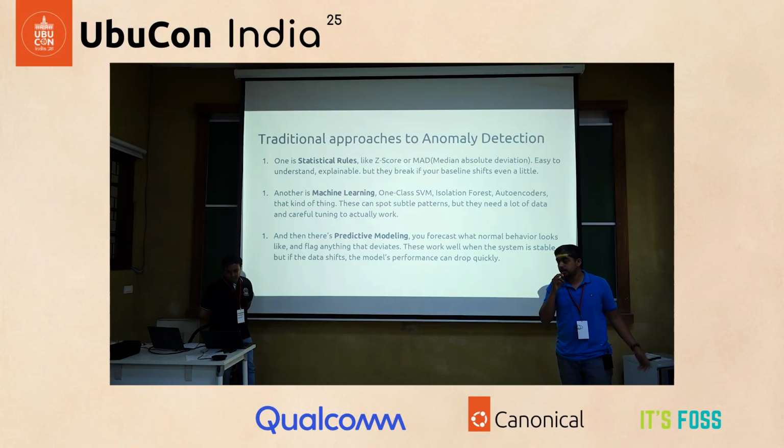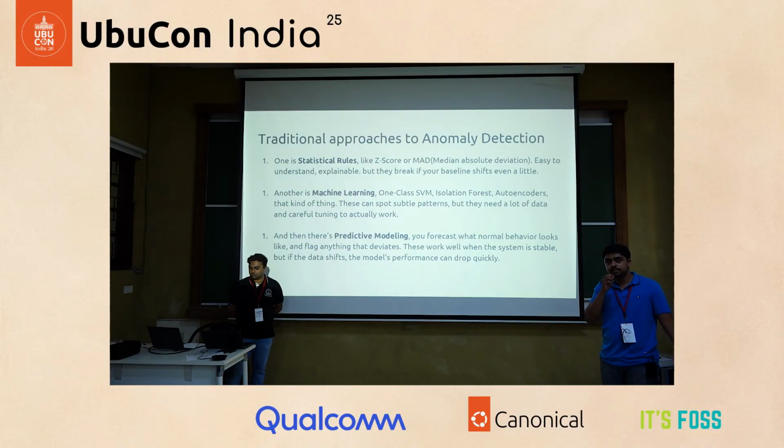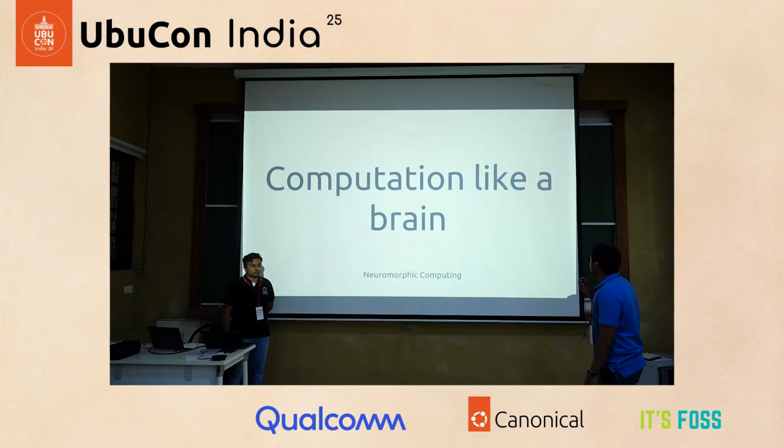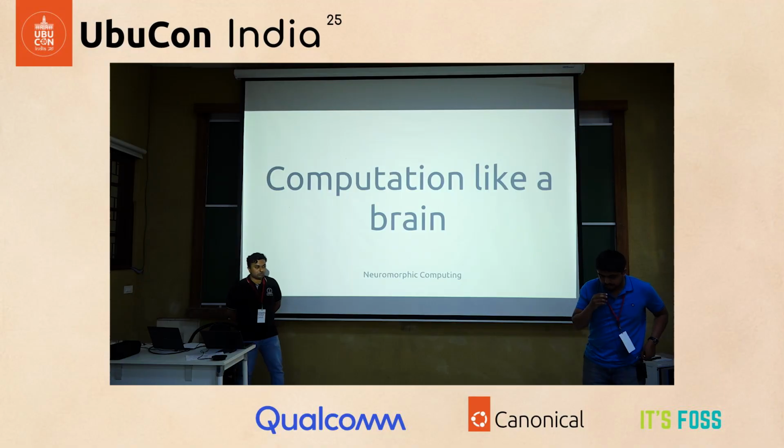And then there's predictive modeling. You forecast what normal behavior looks like and flag anything that deviates. But the problem with this is that it works well only if you have data that is very stable, and real life is rarely stable. If the data shifts, the model performance can drop very quickly. Real life is very, very uncertain. So there's another learning process called neuromorphic computing that I would like Siddhartha to come and explain.